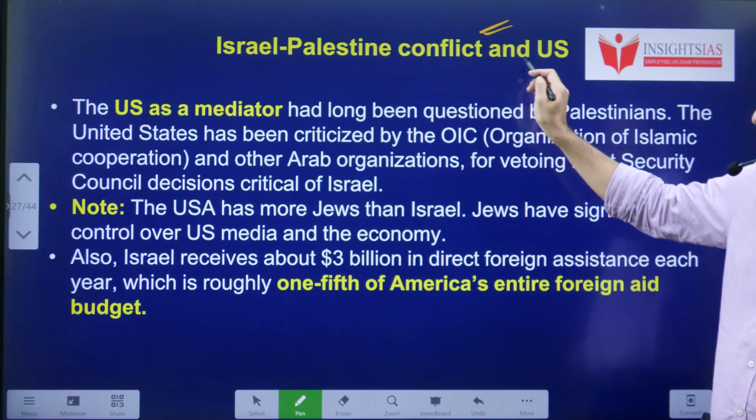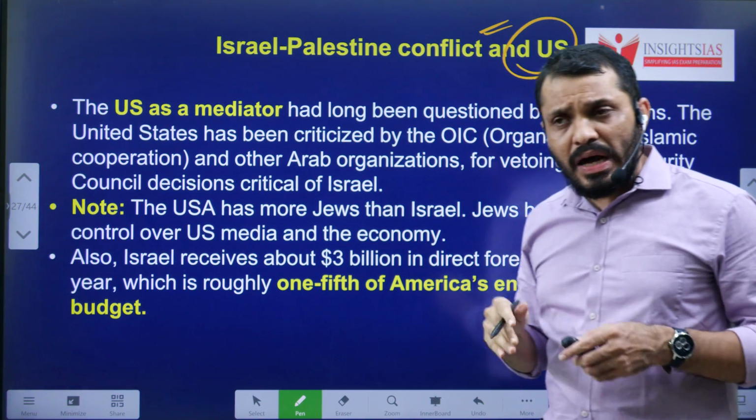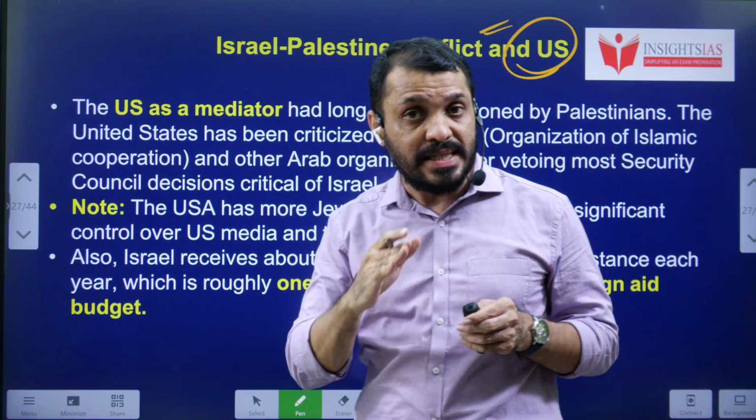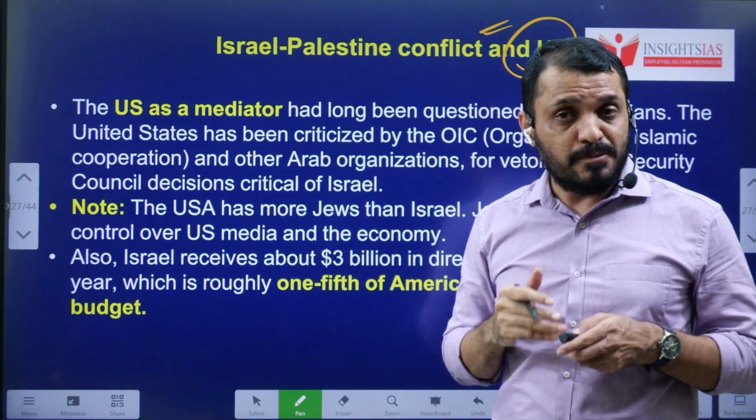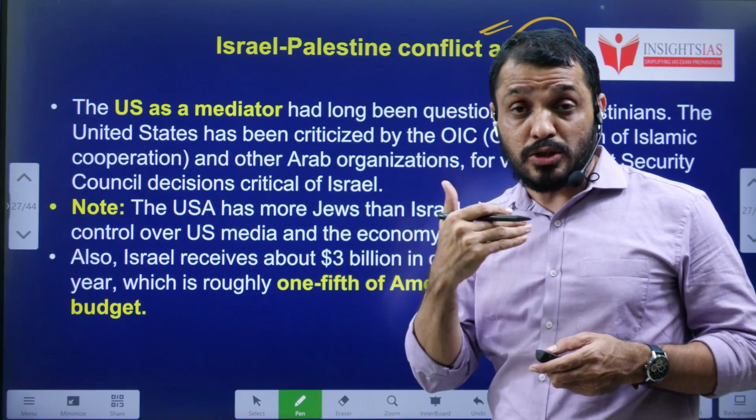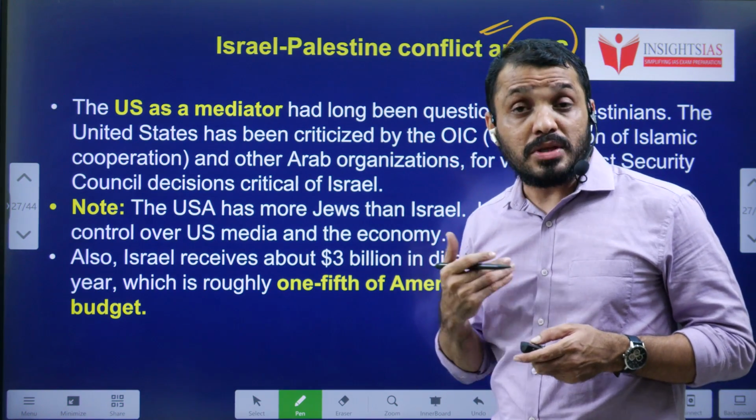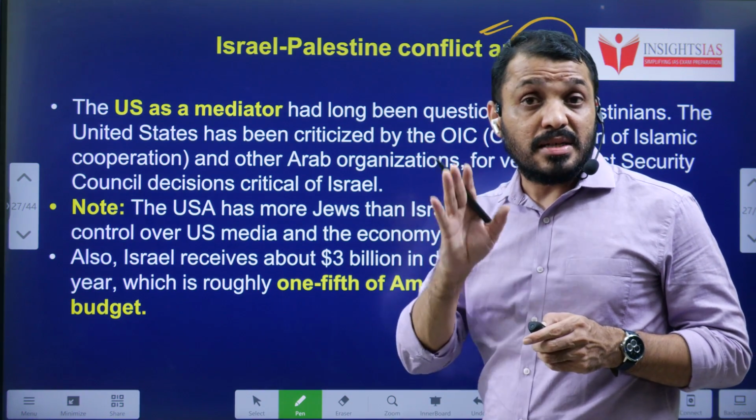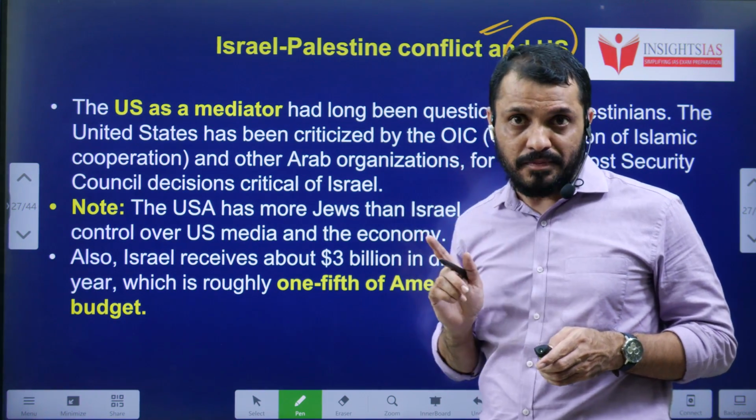Israel-Palestine conflict and the US. Islamic countries always opposed the US involvement in the Israel-Palestine conflict. In spite of that, the USA always took the side of Israel, because Israel is mainly dominated by Jews, and the Jews have some economic and political influence in America.